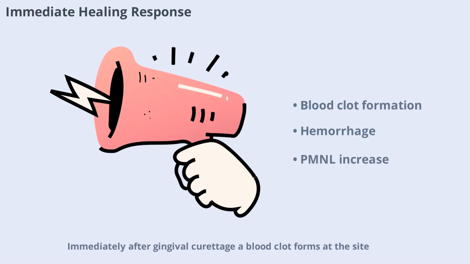Immediately after gingival curettage, a blood clot forms at the site, followed by hemorrhage and an increase in polymorphonuclear leukocytes, PMNLs, on the wound surface. This initial response is critical for protecting the wound and initiating the healing process. Rapid proliferation of granulation tissue soon follows, setting the stage for tissue regeneration.